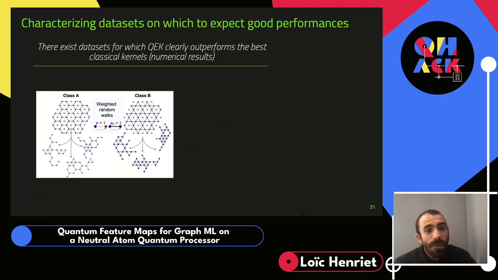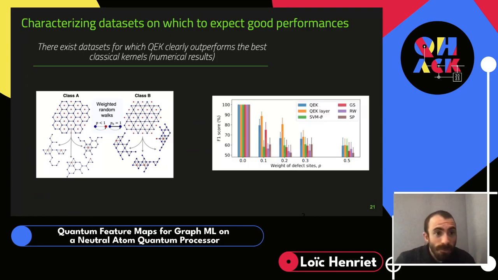So on this dataset, we observe a large gap between the quantum evolution kernel and all the other kernels for some parameters, where P here is a tunable parameter which characterizes the walks on the triangular lattice. Here I'm showing the F1 score with respect to this parameter P for various kernels. You can see that the quantum evolution kernel, which corresponds to the blue and the orange bars, is often above the other ones.